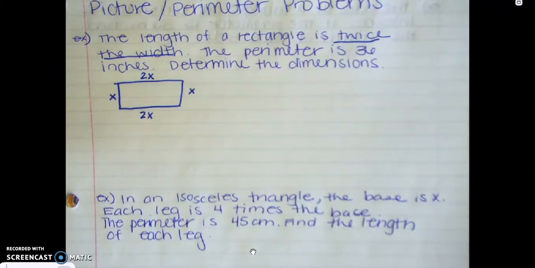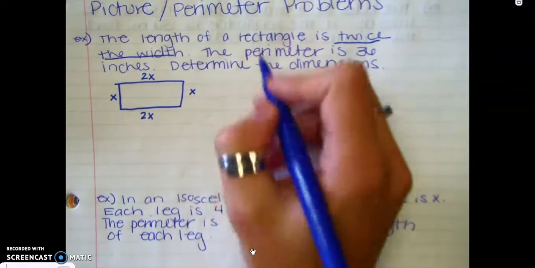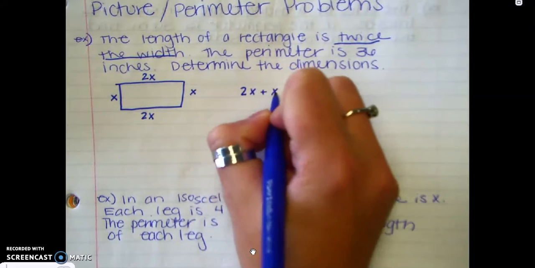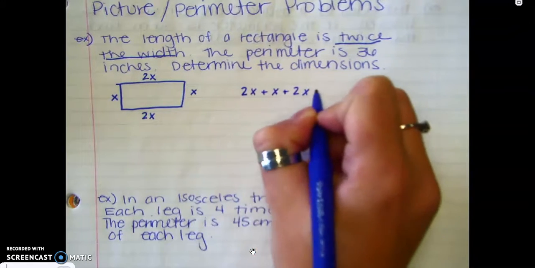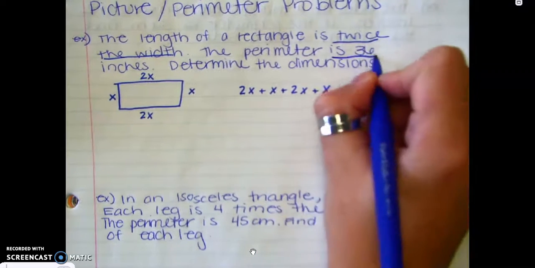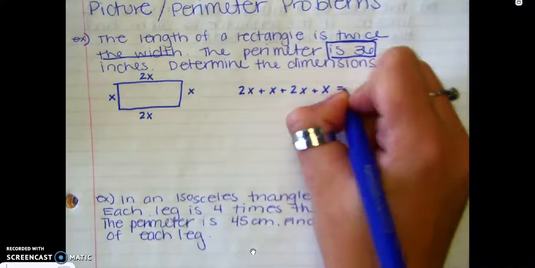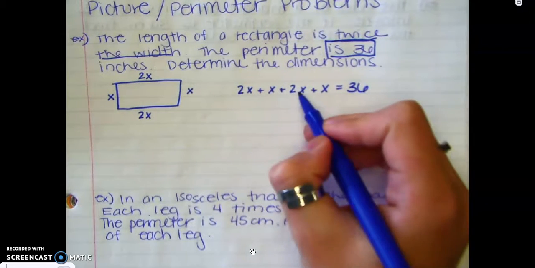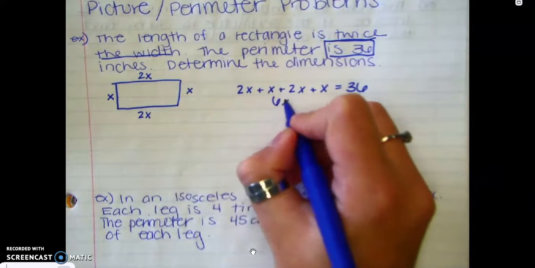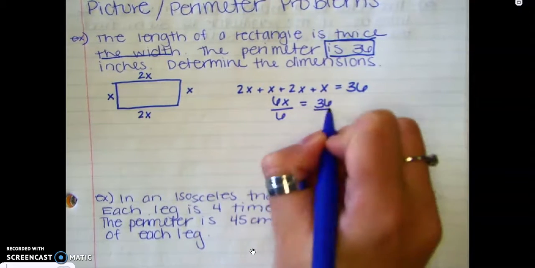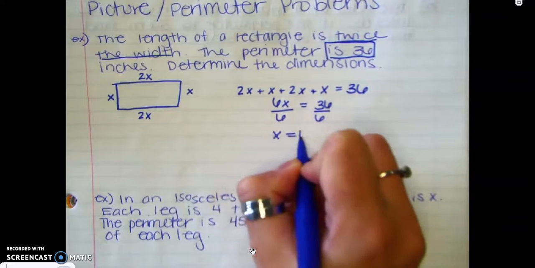To find the perimeter of an object, I know I have to add all of those sides together. That's going to help me create my equation. So I'll have 2x plus x plus 2x plus x, and the perimeter in the problem is equal to 36. Now I have an equation that I can solve. I'm going to combine all my x's. I have 6x equals 36. Then I can divide by 6. I get x equals 6.